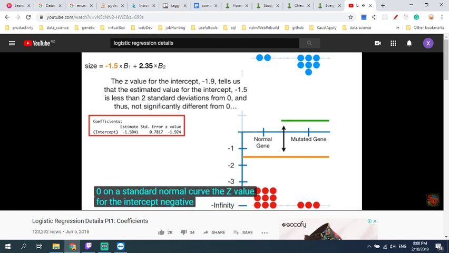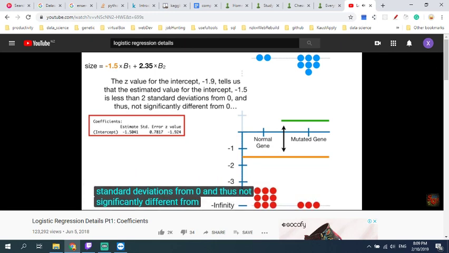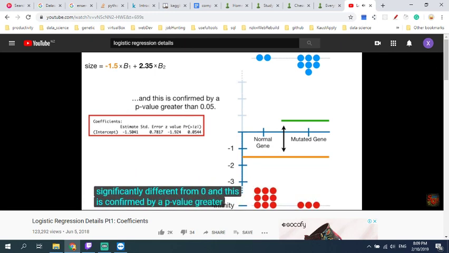The z-value for the intercept, negative 1.9, tells us that the estimated value for the intercept, negative 1.5, is less than 2 standard deviations from 0, and thus not significantly different from 0. And this is confirmed by a p-value greater than 0.05.